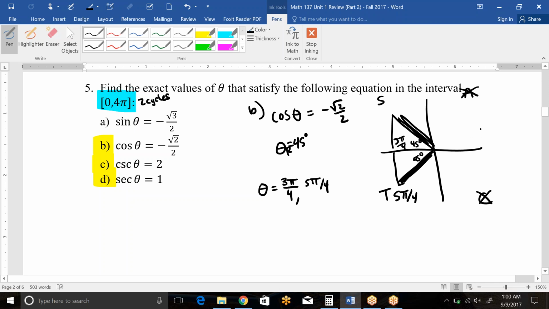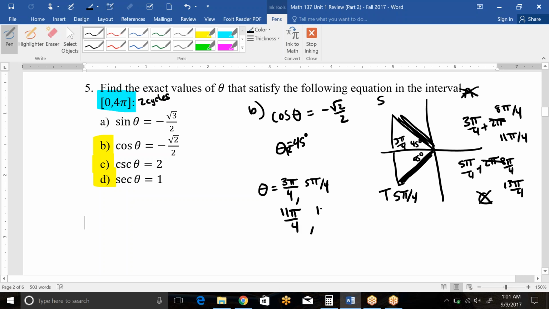So you just take these two answers and you add 2 pi to them. That'll get you around the circle again, which we know 2 pi can be written as 8 pi over 4 to get a common denominator. So this is 11 pi over 4, and adding 8 pi over 4 to the other would be 13 pi over 4. So 11 pi over 4 is coterminal with the first one, and 13 pi over 4 is coterminal with the second one. So that's all the places that cosine theta can equal negative square root of 2 over 2 between 0 and 4 pi.